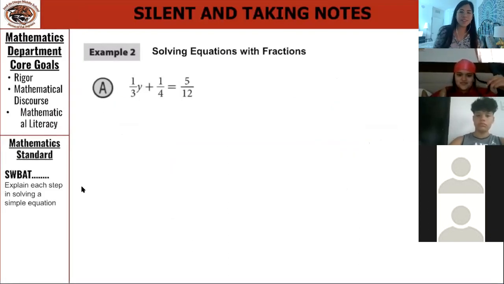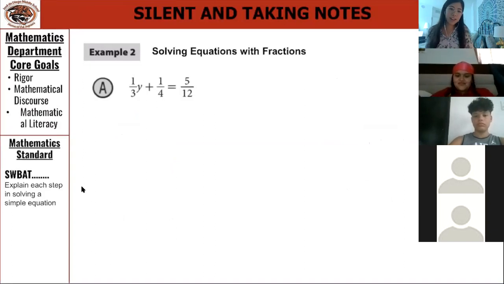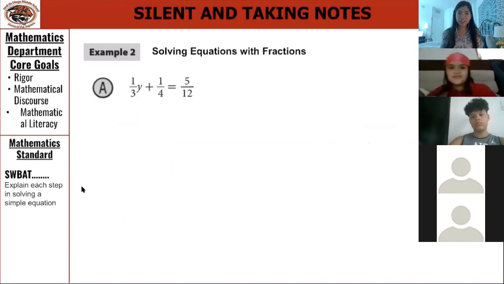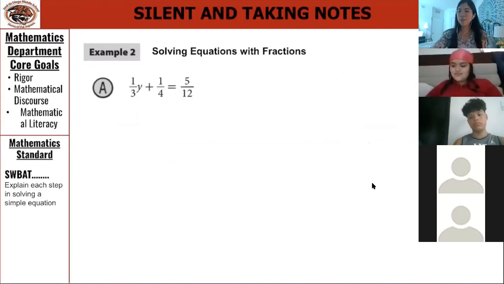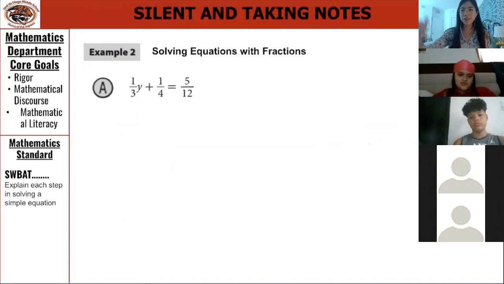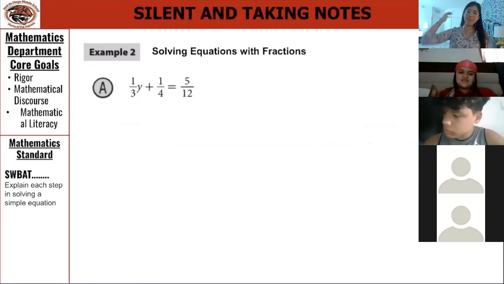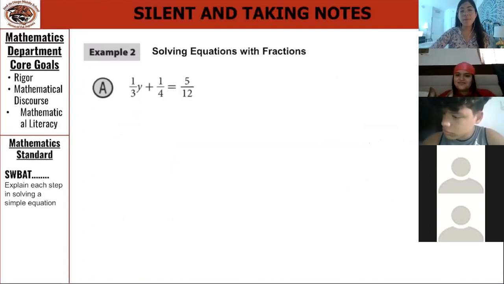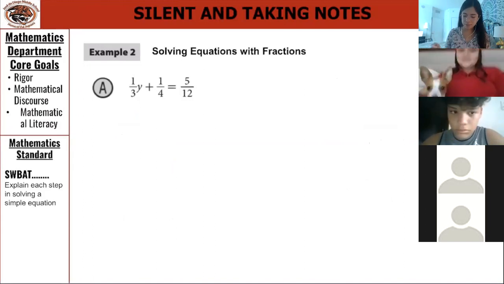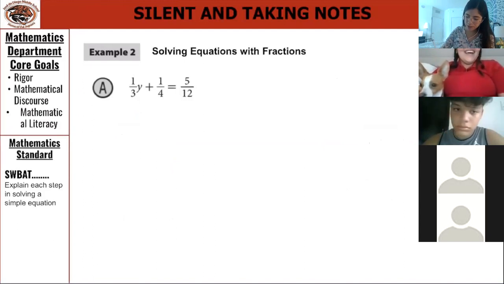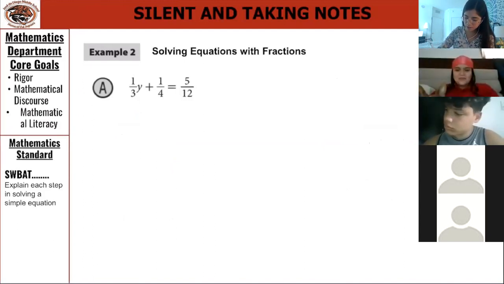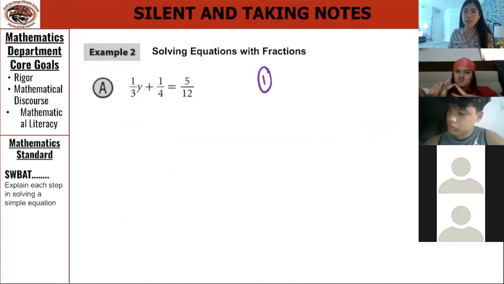Okay. So we have a two-step equation, but it's full of fractions. And I don't know about you guys, but I personally do not like fractions. They are hard to work with. They are not your best friend. However, they can be your best friend if you know what to do with them. So in this example, what I'm going to do in step 1 is get rid of my fractions by multiplying.